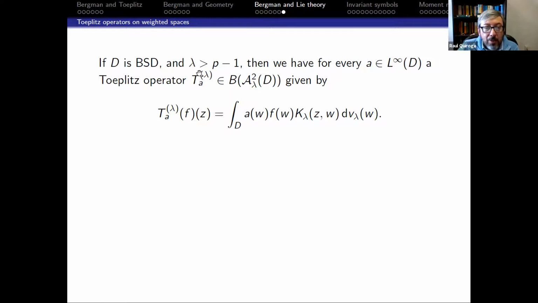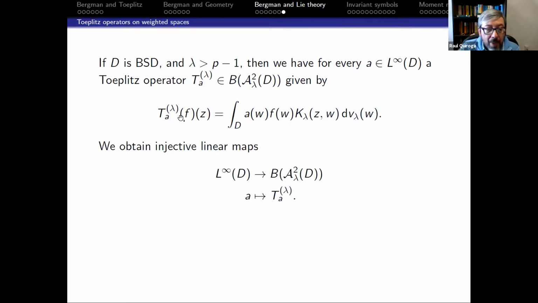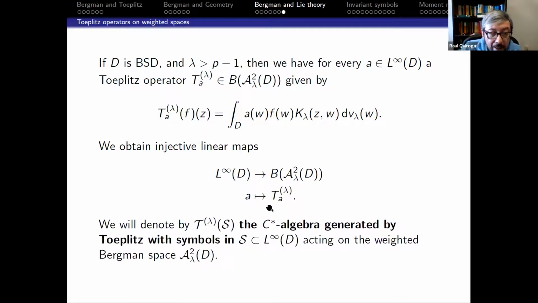You have a bounded symmetric domain, a weight lambda, an essentially bounded symbol, and the Toeplitz operator, just as before: multiply, integrate against the kernel, but now it's a weighted kernel with a weighted measure, and there's your Toeplitz operator. You have a bunch of linear maps that Nicolai considered very well. You have some way to do a quantization depending on lambda. These maps are injective.